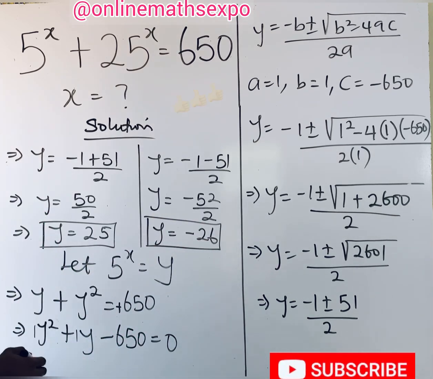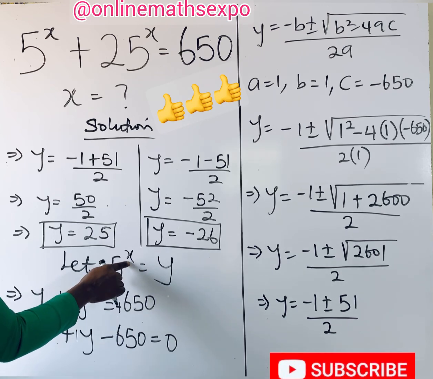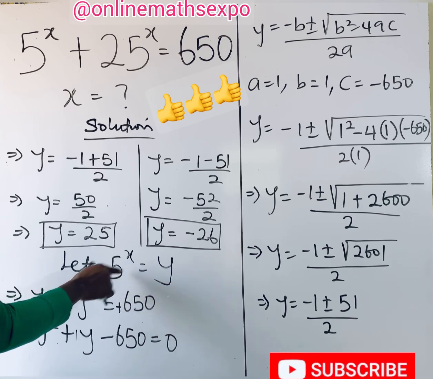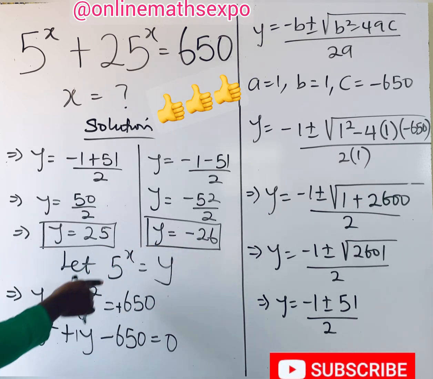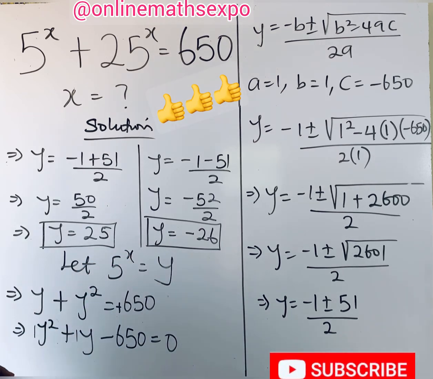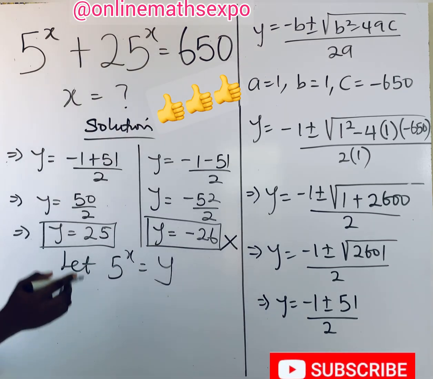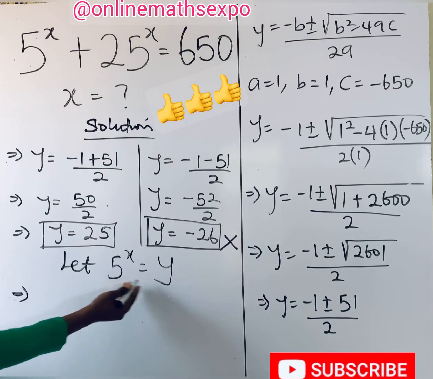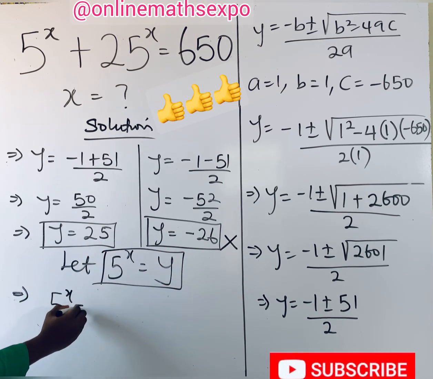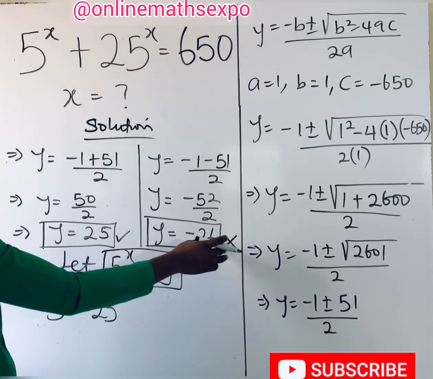Now when you look at these two values of y, if you watch carefully, you observe that in 5 to the power of x, this 5 is a positive base. And because it's a positive base, we are not going to accept this value, for there is no positive base that will be raised to a power to give you a negative answer. So in that case, this result is not acceptable. Remember we made the statement here, so we're going to have 5 to the power of x is equal to our y, which is 25. We accepted this and we rejected this.